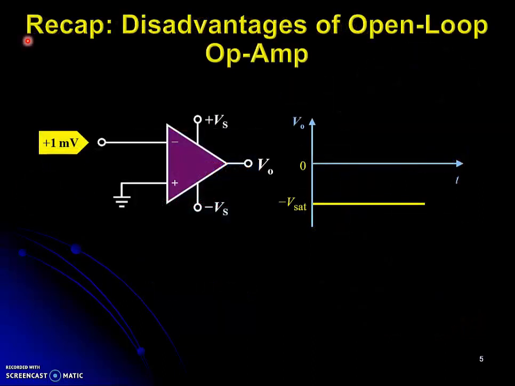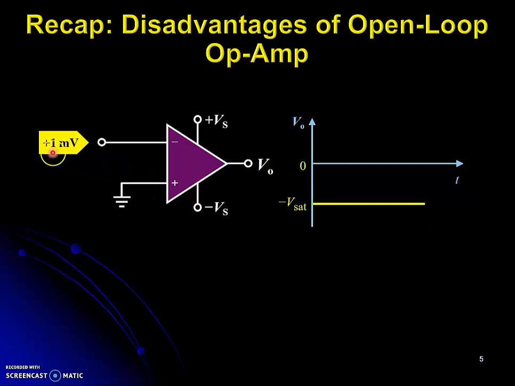Let's continue on our recapitulation. Disadvantages of open-loop op-amp. Even a very small input voltage, such as 1 mV, can cause the output of an open-loop op-amp to saturate. This is a negative saturation because the voltage at the inverting terminal is higher than the voltage at the non-inverting terminal now. Here is 1 mV and here is 0 volt only.